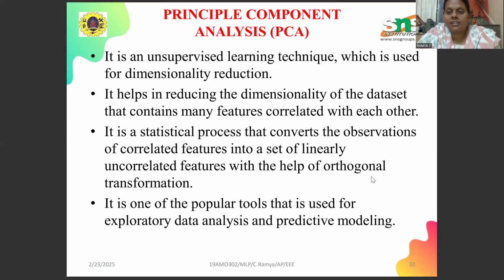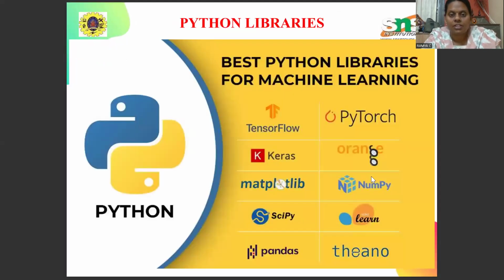And we have PCA, that is principal component analysis. Again, this is also an unsupervised learning technique. Here we use it for reducing dimensionality. The dimensionality of the data set should be reduced, as it may contain many features that are correlated with each other.